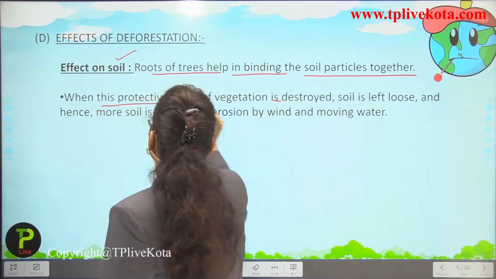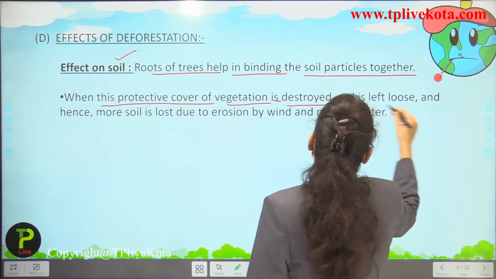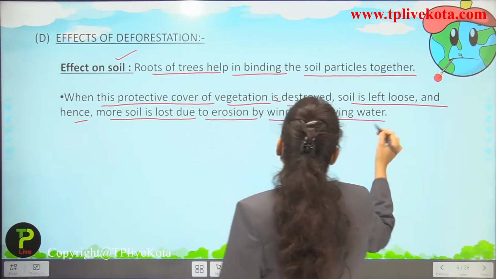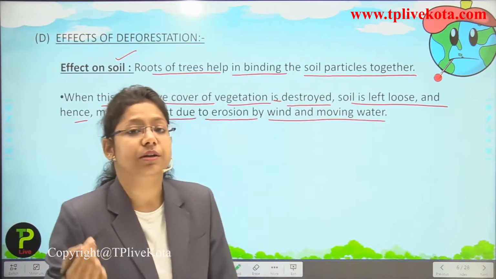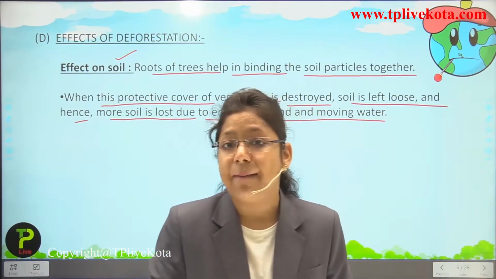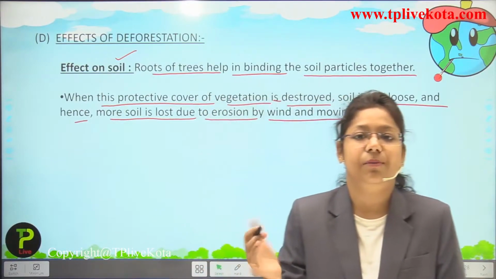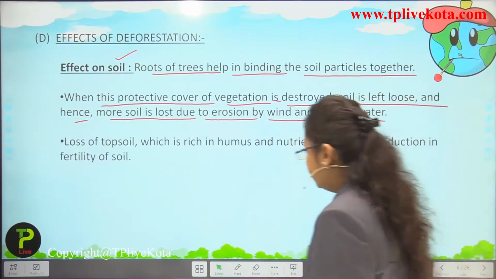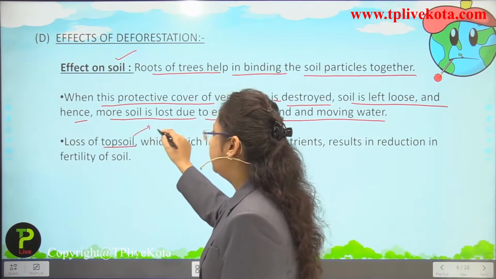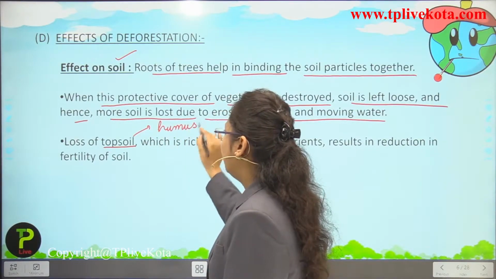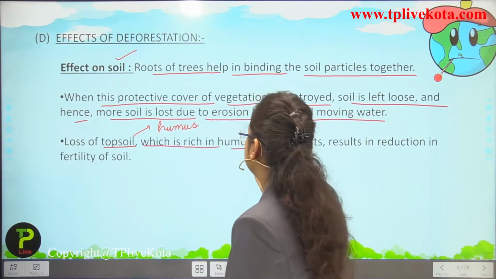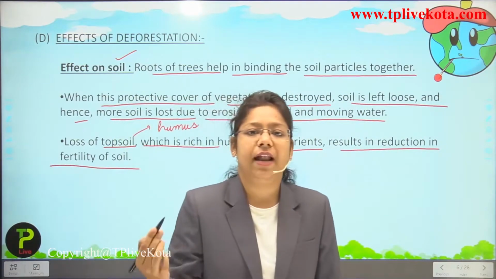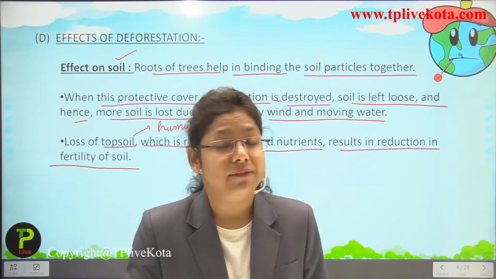When this protective cover of vegetation is destroyed, soil is left loose and hence more soil is lost due to erosion by wind and moving water. Now, if you are cutting down the trees on a greater scale, what will happen? The soil will get eroded because it will become what? Loose. No one is there to bind it. Loss of topsoil. Topsoil is what? Humus. Loss of topsoil, which is rich in humus and nutrients, results in reduction in the fertility of soil. The fertility of the soil will be lost.